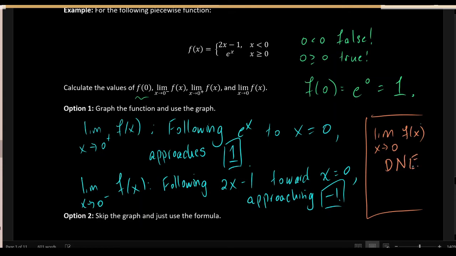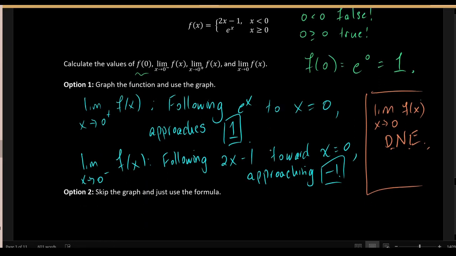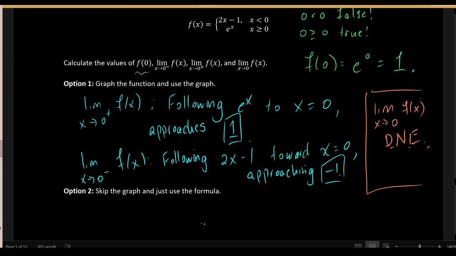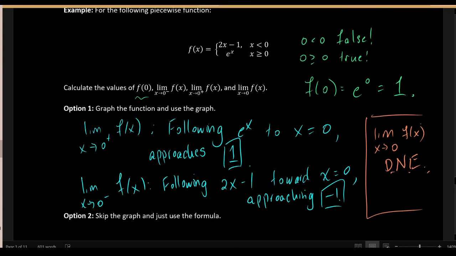We'll call it DNE for short. It does not exist. Now, if you're not in a position where you can get the graph quickly, there is also a technique that can be used to find the limit of a piecewise function just using the formula, skipping the graph.